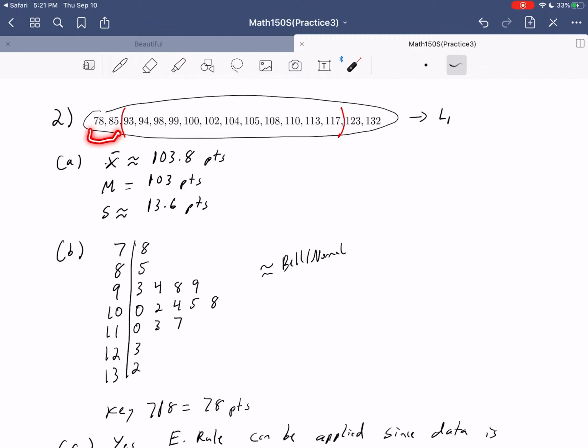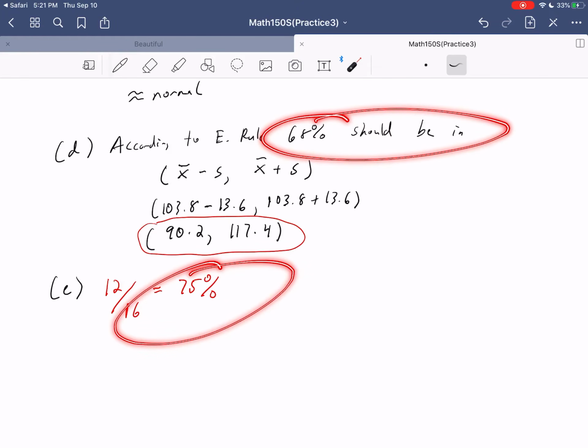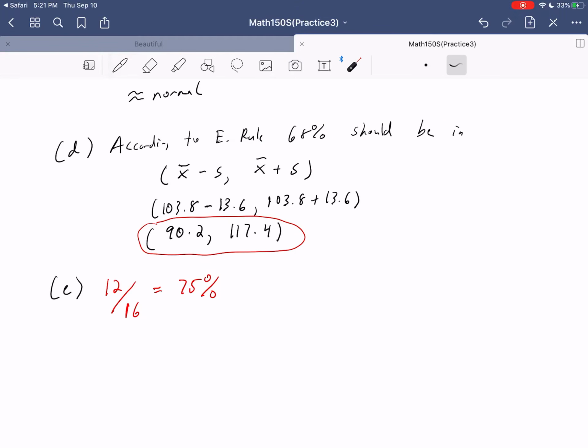Well, we're missing these two and these two. Now, we know we had 16 data points, so that must mean that there's 12 in here. We can also just do that by counting. 1, 2, 3, 4, 5, 6, 7, 8, 9, 10, 11, 12. So we would have 12 out of the total number of data points. We had 16 data points. And if we do 12 divided by 16, we should get that that is 75%. So it was a little off here. We said that we should expect 68%. We actually ended up getting 75%, so a higher percentage here.